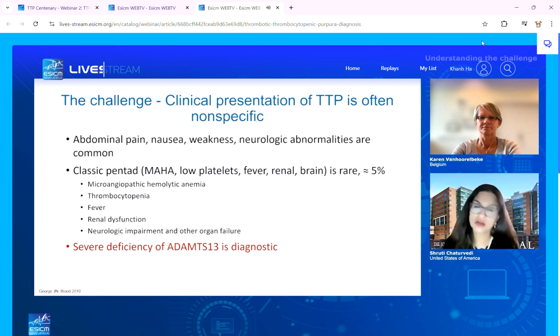We used to talk about the classic pentad of microangiopathic hemolysis, thrombocytopenia, fever, kidney problems, and neurologic impairment. But really, this is quite rare in TTP and occurs in less than 5% of individuals in the current day. And severe deficiency of ADAMTS13, when we're able to test this, is diagnostic. But unfortunately, that's not something that's available point of care in most places.